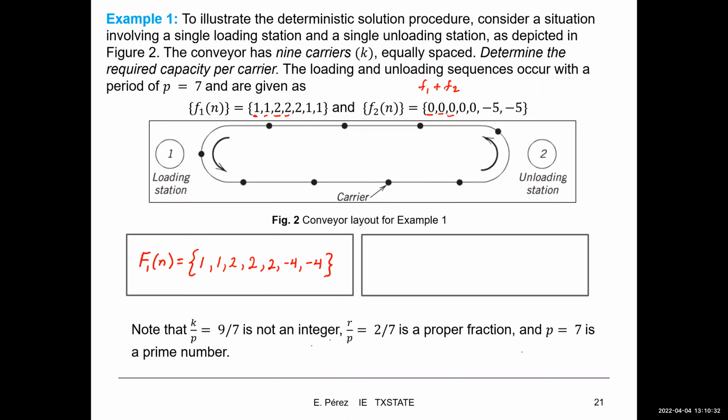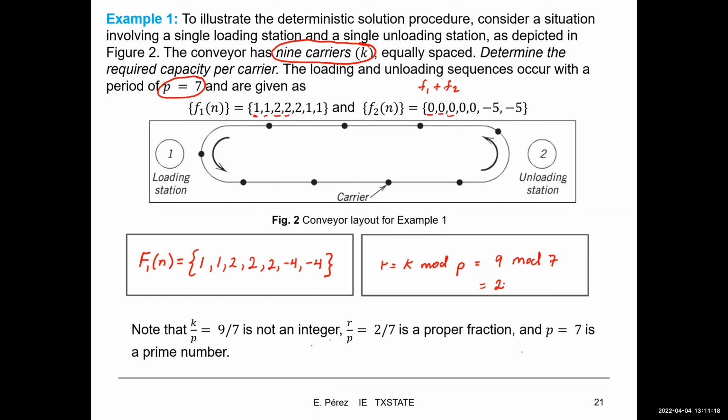And then we are going to look at also computing the R. So R is going to be K mod P, and the period is 7, and we have how many? I'm sorry, we have 7 carriers. No, we have P equals 7 and 9 carriers. So this is 9 mod 7. So that's equal to 2.